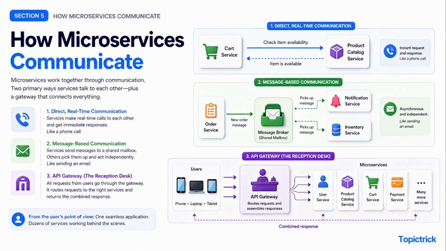There is also a component that sits at the front of the entire system, called a gateway. Think of it as the main reception desk. Every request from a user, whether they are on a phone, a laptop, or a tablet, first arrives at this gateway. The gateway then figures out which service or services need to be involved, routes the request to the right places, and assembles the response before sending it back to the user. From the user's point of view, they just see one smooth, unified application. They have no idea that dozens of separate services are working together behind the scenes to deliver that experience.